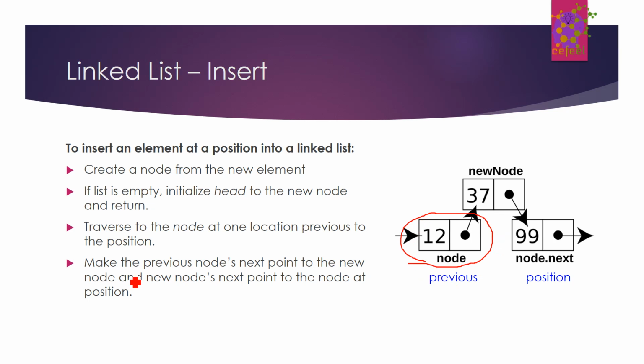Once we reach there, we make the previous node's pointer point to the new node. So the previous node's next is pointing to the new node 37, and then we make the new node's next pointer point to the node at the position. So 37's next pointer now points to the node which is 99, and then we are done. It's as simple as that in a linked list. And then we don't care about the head pointer or the tail pointer because the head pointer will be somewhere before here. So this is how it is.